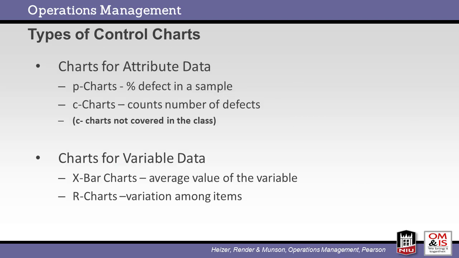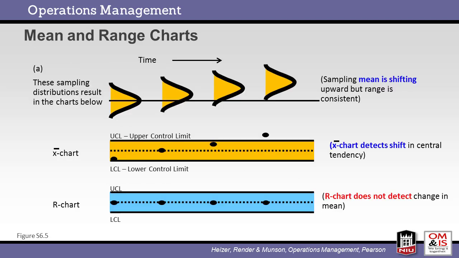We will provide detail on P-charts for attribute data, along with X-bar and R-charts for variable data. This chart is here to give you an idea of how these charts relate to sample distributions. In this example, the standard deviation is not changing, but the mean is moving up. Note the movement in the X-bar chart as the mean changes over time. But since there is no change to the range, the R-chart is constant.